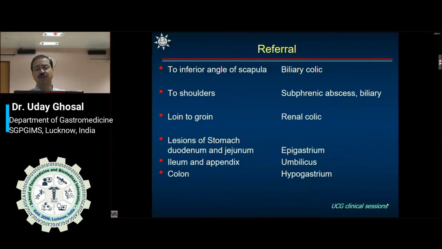Referral to the inferior angle of scapula: biliary colic. To the shoulder: subphrenic abscess and biliary colic. Loin to groin: renal colic. Lesions in the stomach and jejunum will refer to the epigastrium. Ileum and appendix will refer initially to the umbilicus, because the nerve supply of the umbilicus is segment 10, and the appendix is also supplied by segment 10. Colonic pain will be in the hypogastrium.